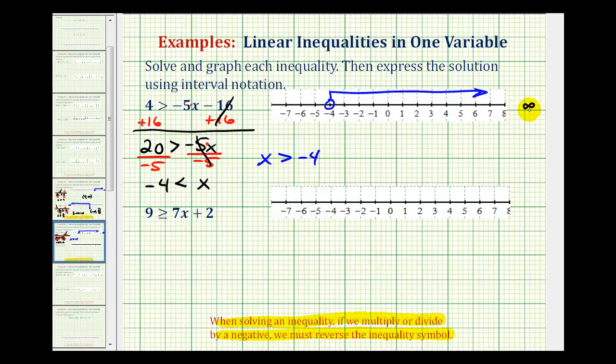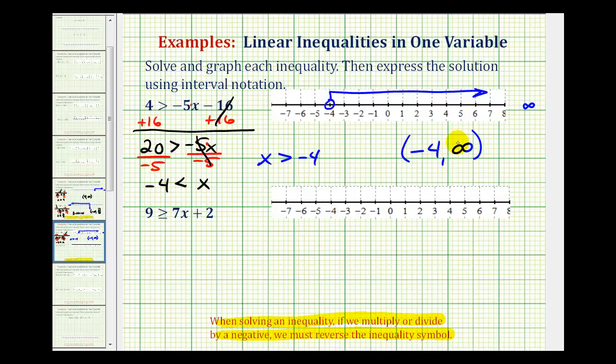And this is helpful to write this interval using interval notation. The interval is from negative 4 to infinity, not including negative 4. So we'd have negative 4 to infinity. To show negative 4 is not in this interval, we'll make a rounded parenthesis here, and then for positive infinity, we always use a rounded parenthesis. So we've expressed the solution as an inequality, as a graph, and using interval notation.